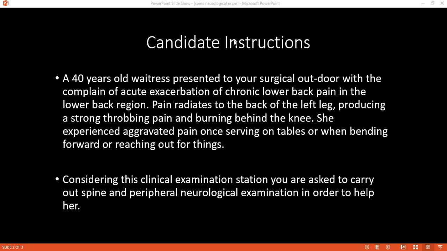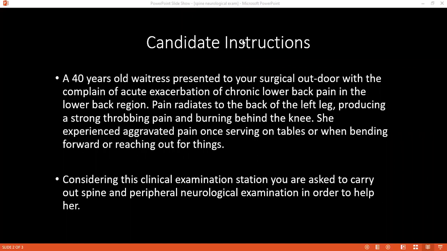Then I will do the Schober test by marking on the dimples, 5 centimeters below and 10 centimeters above, and then ask the patient to lean forward. There must be more than 20. If it is less than that, the patient has limited flexion.